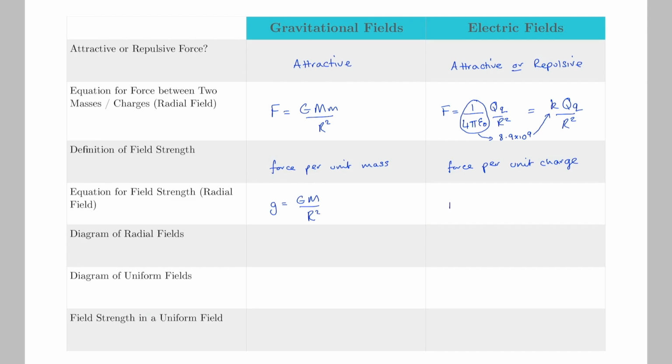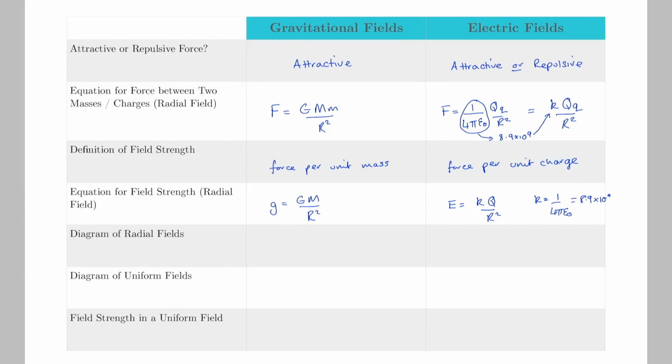For an electric field, the term for electric field strength is E equals kQ over r squared. And of course, please remember that k is equal to 1 over 4 pi epsilon naught, which is equal to 8.9 times 10 to the 9.